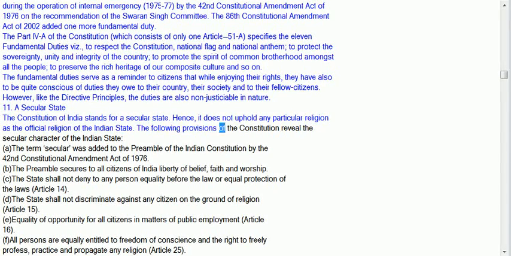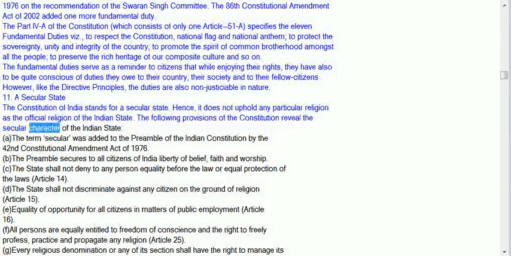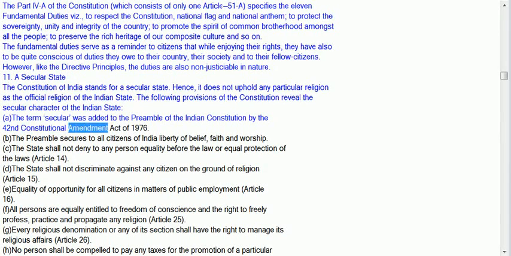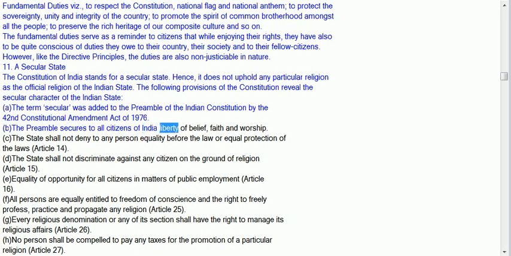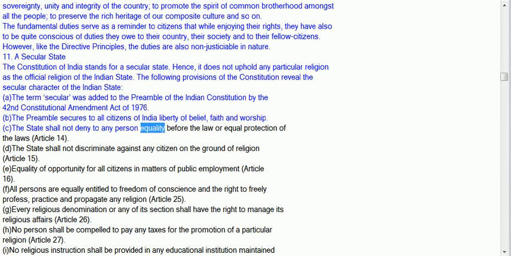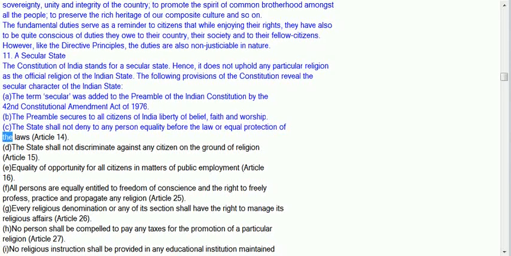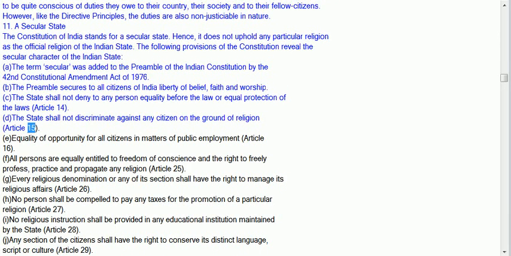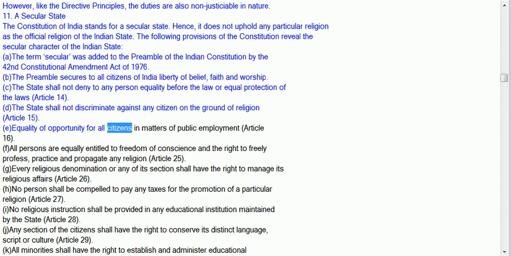The following provisions of the Constitution reveal the secular character of the Indian state. A. The term secular was added to the preamble of the Indian Constitution by the 42nd Constitutional Amendment Act of 1976. B. The preamble secures to all citizens of India liberty of belief, faith, and worship. C. The state shall not deny to any person equality before the law or equal protection of the laws, Article 14. D. The state shall not discriminate against any citizen on the ground of religion, Article 15. E. Equality of opportunity for all citizens in matters of public employment, Article 16.